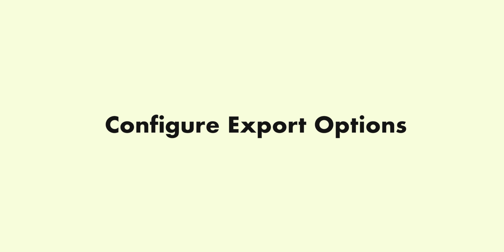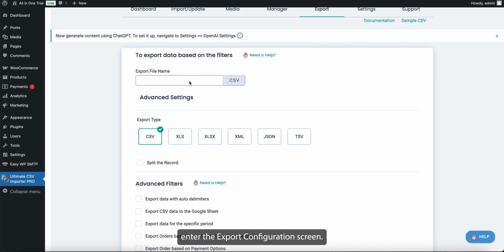Step 3. Configure export options. Now, you'll enter the export configuration screen. Start by giving your export file a name. This helps in organizing and identifying your exported files later.